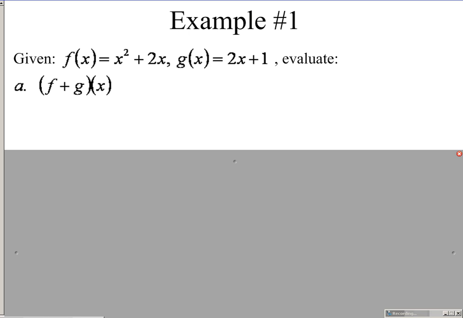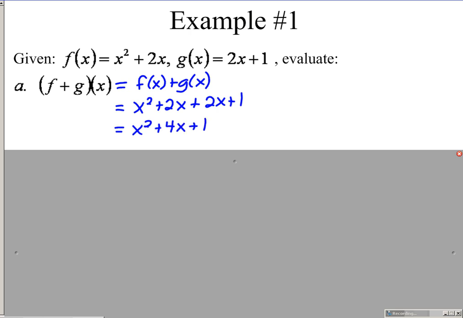Okay, so looking at our first example here, given that f of x is x squared plus 2x, g of x is 2x plus 1, evaluate f plus g of x. Well, remember that is just f of x plus g of x. So now what do we need to do? Simply take f of x, which is x squared plus 2x, add to it g of x, which is 2x plus 1, and simplify. We get x squared plus 4x plus 1.